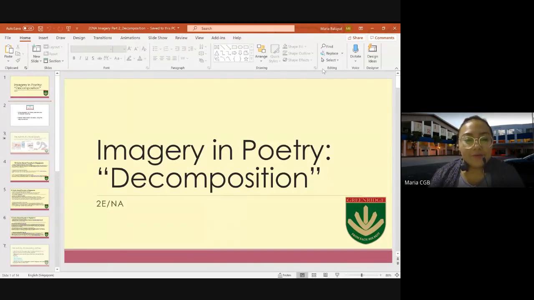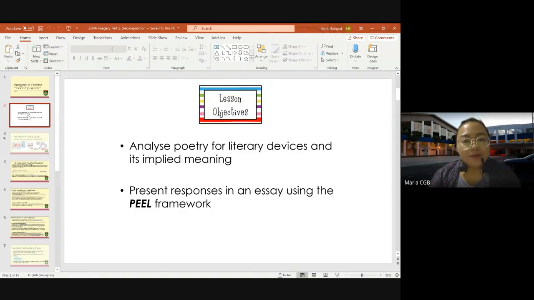Today, we're going to go through our decomposition assignment. And let's start. By the end of these 2 weeks on decomposition, you would have analyzed poetry for literary devices and looked for its implied meaning. You'll also have a chance to present your responses in an essay using the PEEL framework.